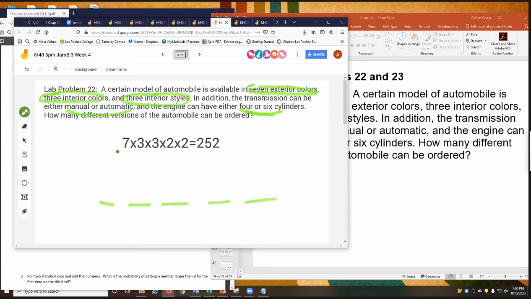And the first choice is, there's 7 options for the first choice, 3 for the next choice, 3 for the next one, 2 manual automatic for the next one, and 4 or 6 for the last one. So these are our choices. We multiply them. You guys seem pretty good with that one.